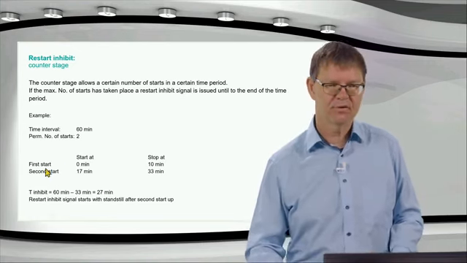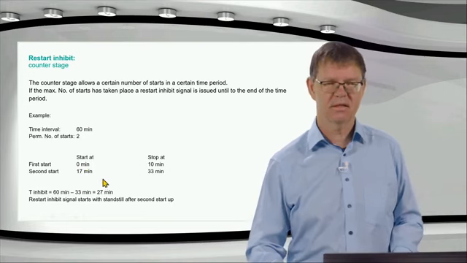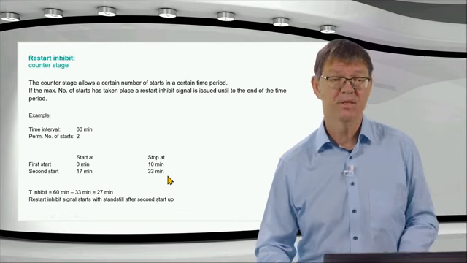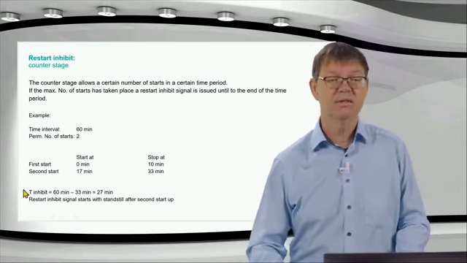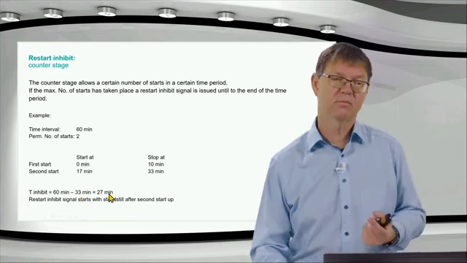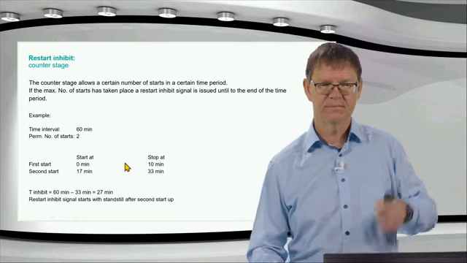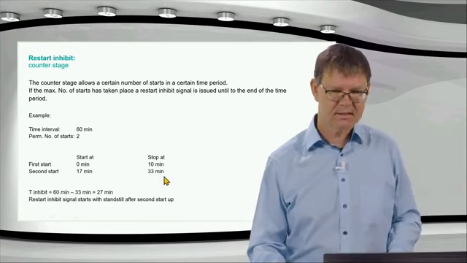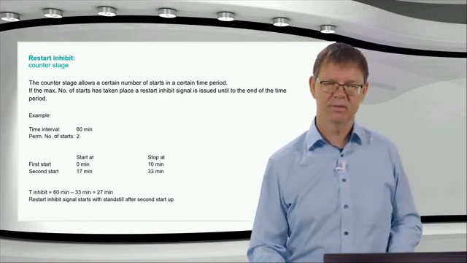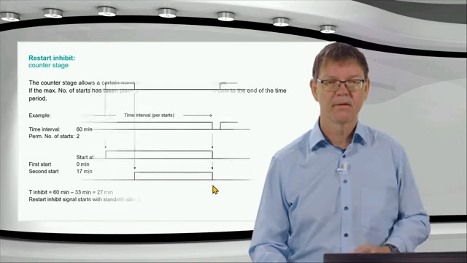Let's assume I have the first start at 0 and stop after 10 minutes, and then I have a second start at 17 minutes and stop the motor after 33 minutes. Then this inhibit time will be 60 minutes minus 33, which is 27 minutes. That means from the point when the motor is switched off, in the standstill condition, this blocking signal will be issued, and it will go 27 minutes long.